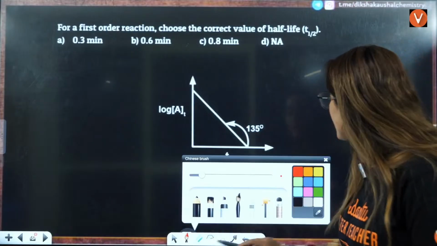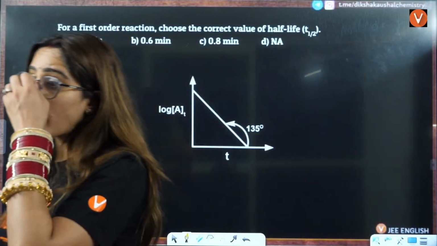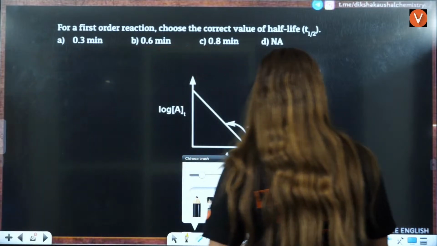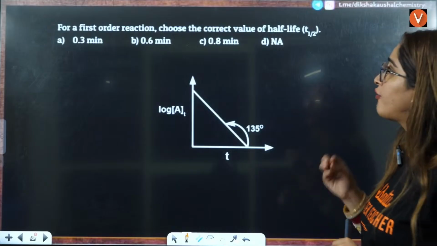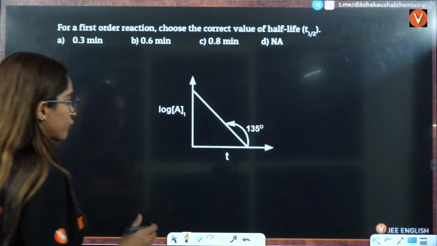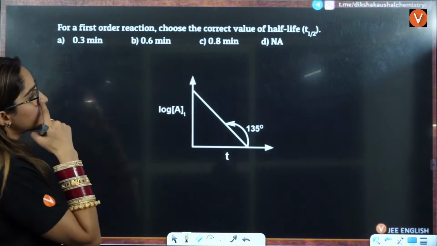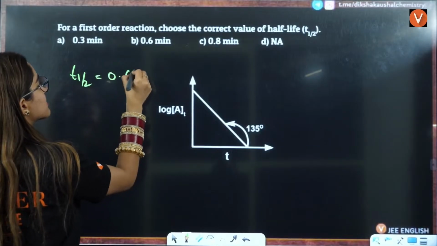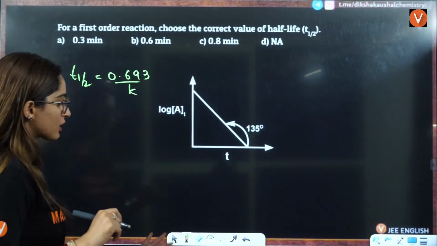Right? Okay. Next question is, for a first order reaction, students, everybody, let us see this question here. For a first order reaction, choose the correct value of half-life. So if you see this here, T half, this is the first order reaction. We know that T half is equal to 0.693 divided by K. You have to solve the value of K here.